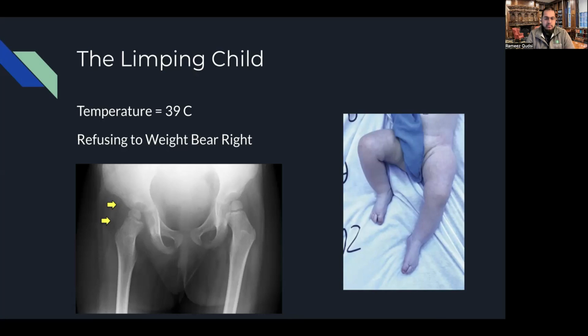Here are some representative plain films. What's being pointed out is a subtle indication of perhaps a hip effusion. Specifically, if one looks at the distance between the femoral head and the acetabulum, you can see that there's a difference right to left. That can be a subtle indicator, even on an x-ray, of a hip effusion. Doesn't mean they have septic arthritis, but it can be of a hip effusion.